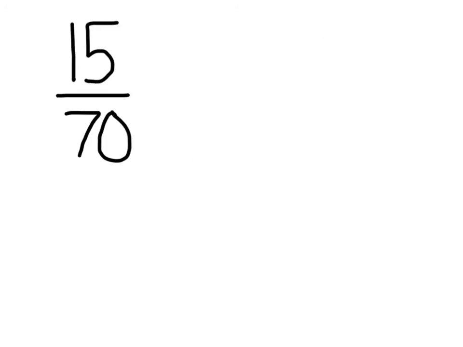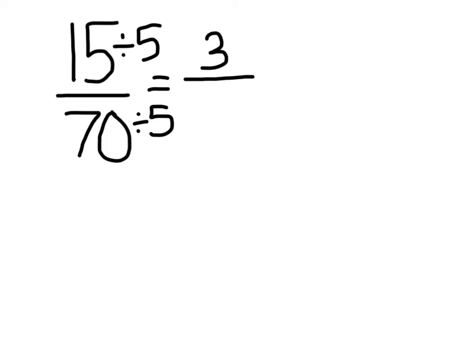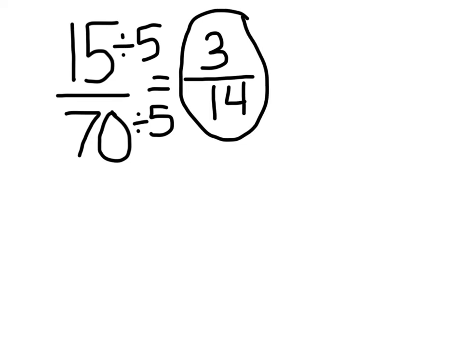So 15 and 70 can be divided by 5. Make sure you show all of your work. 15 divided by 5 is 3, and 70 divided by 5 is 14. You cannot simplify that anymore, so 3/14 is your answer.